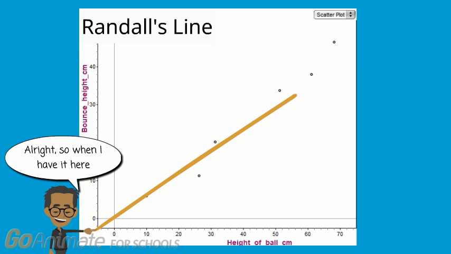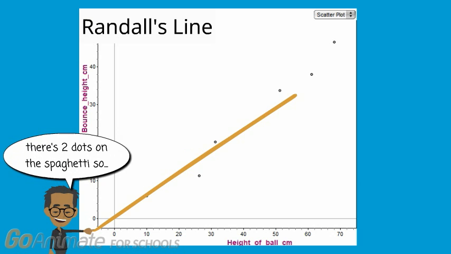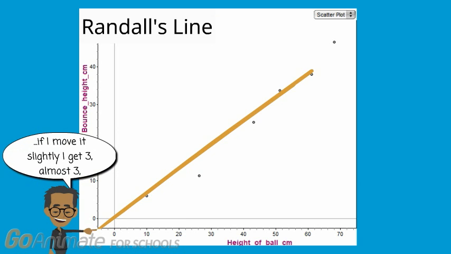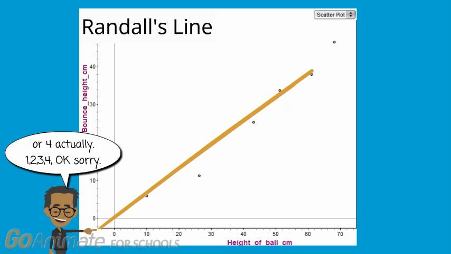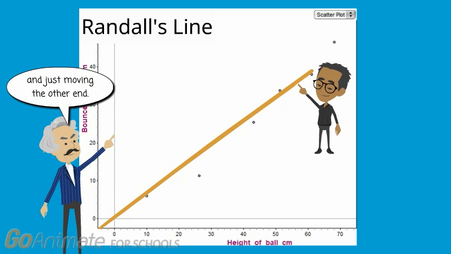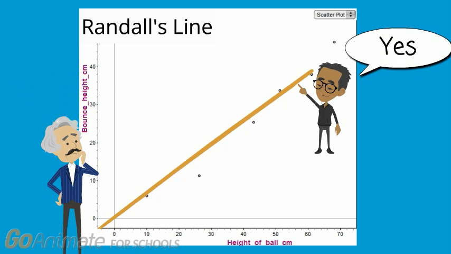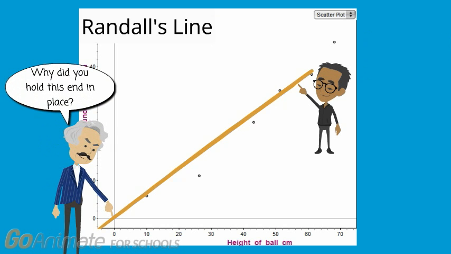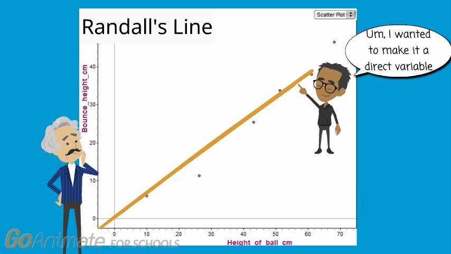Alright, so when I have it here, there are 2 dots on the spaghetti, so if I move it slightly I get 3, almost 3. Or 4 actually, 1, 2, 3, 4, okay, sorry. It looked to me like you were holding this corner down here in place and just moving the other end, is that right? Yes. Why did you hold this end in place? I wanted to make it a direct variable, where it starts at 0, 0. Because if you don't drop it, then it's not going to go up.